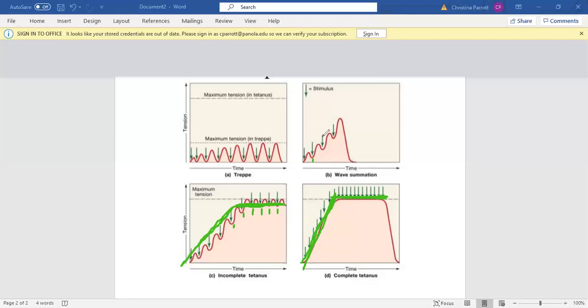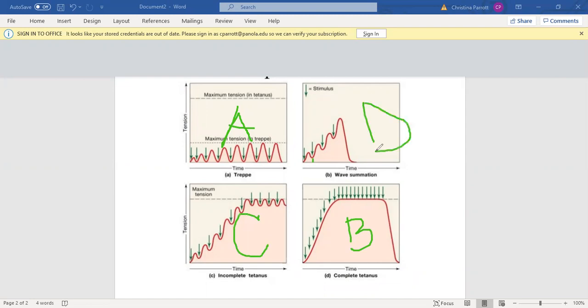So when you're looking at this in your practical, it will say to identify the graph, identify what's going on here, okay? So if I say identify A here, you would say treppe. If I said identify B, you would say complete tetanus. Identify C, incomplete tetanus. And here, identify D would be wave summation, okay?